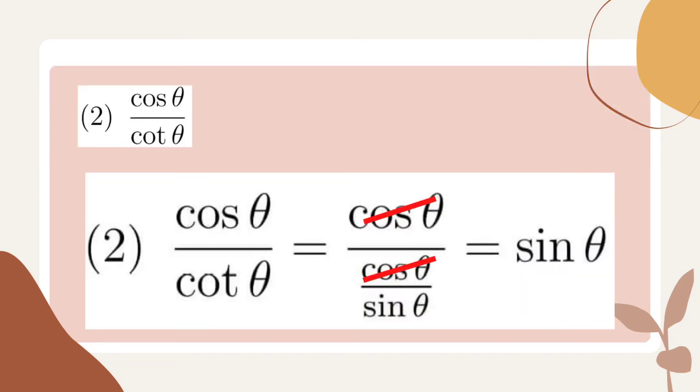Here is the second trigonometric expression, which is cosine theta over cotangent theta. We all know that cotangent theta has a quotient identity that is equivalent to cosine theta over sine theta. So, we need to substitute that. Substituting that, we will get cosine theta over cosine theta over sine theta. We can cancel the cosine theta, both of it. Canceling that, we will get sine theta. So, the answer is sine theta.